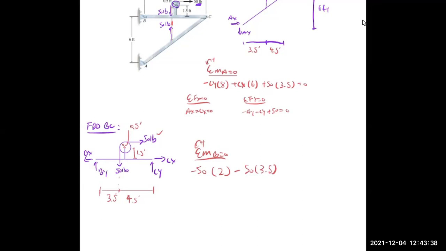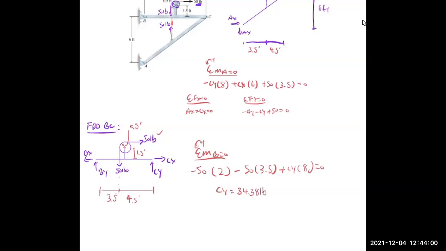Don't worry about the Cx. We have the Cy, which is going like that to B counterclockwise, so plus Cy multiplied by A equal to 0. The only unknown is Cy, so we can solve for Cy. Cy gets to be 34.38 pounds.